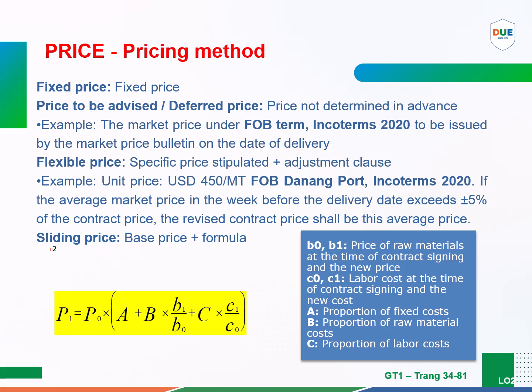With a sliding price, the price is based on a base price combined with an adjustment formula that reflects fluctuations in cost components such as raw materials and labor. In the formula, the new price is calculated from the base price multiplied by the total proportions of fixed costs, raw material costs, and labor costs, taking into account the changes of each component relative to the contract signing date. This method is typically used for long-term contracts, industrial goods, equipment, or projects where input costs vary significantly over time.